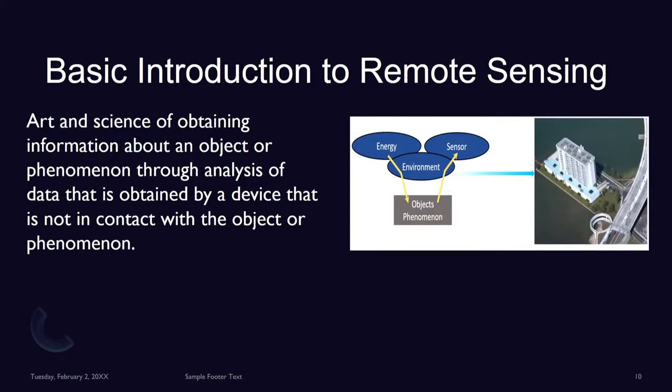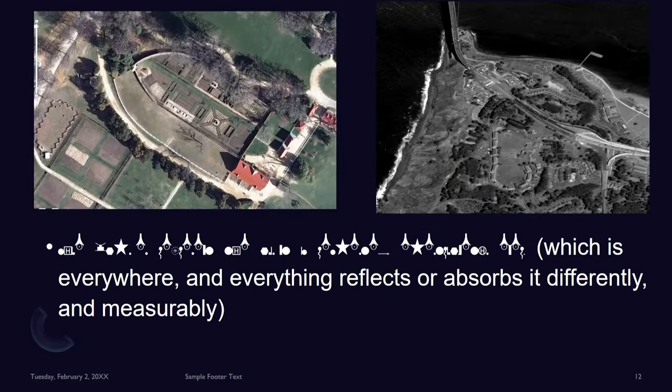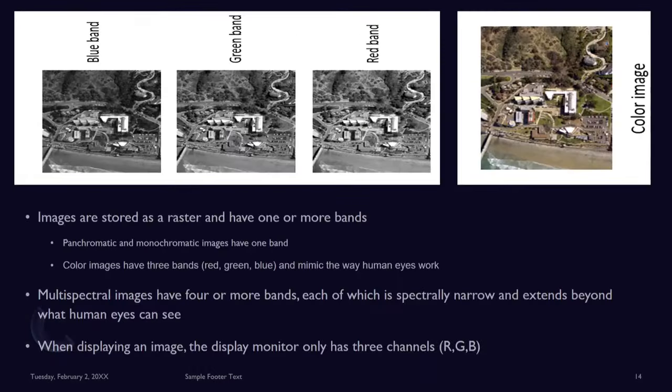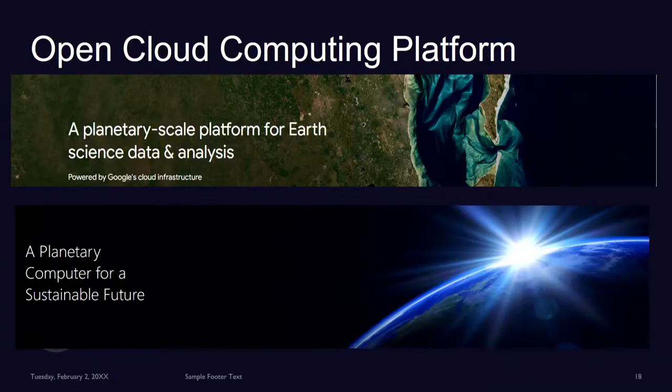So this is about remote sensing. Remote sensing is the art and science of obtaining information about an object or phenomena through analysis of the data that is obtained by a device that is not in contact with the object or phenomena. The data about Earth's features or surface is called geospatial data. These are some images. An image can be multi-band, single band or triple band. Then we can create an RGB like this.